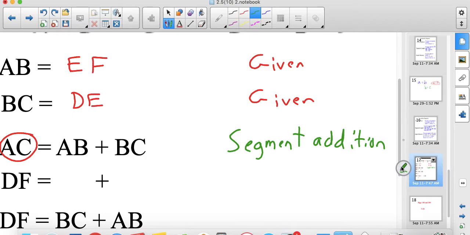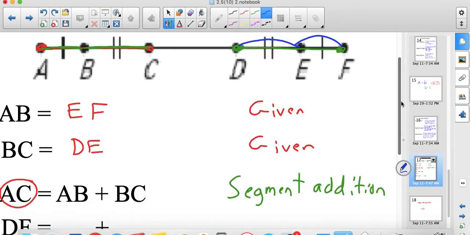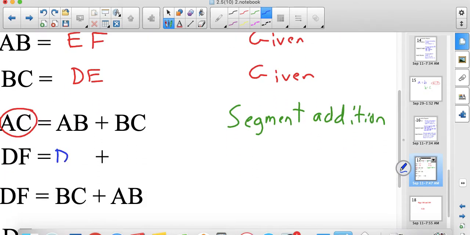Right? Now we talk about DF. Once again, we haven't talked about DF yet, so let's go up to our picture. They're saying that DF is equal to a segment; they don't tell us, but they tell us we're going to use segment addition. Well, what is DF going to be equal to? That's DE plus EF. And as it says, that is segment addition.